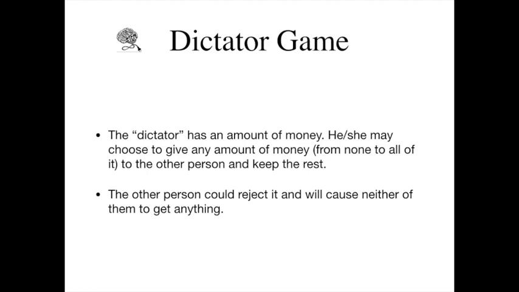Feel free to pause the video here and find a friend to play with you. You could use anything in place of the money here, for example, candies, chips, basically anything. You and your friend should take turns to be the dictator. And do remember to record your reactions and emotions to the offers given by the dictator.